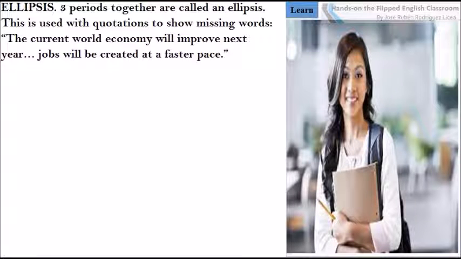Ellipsis. Three periods together are called an ellipsis. This is used with quotations to show missing words. The current world economy will improve next year... Jobs will be created at a faster pace.